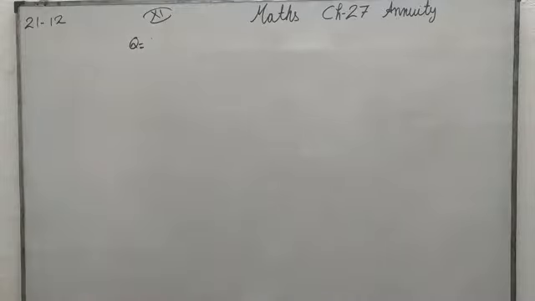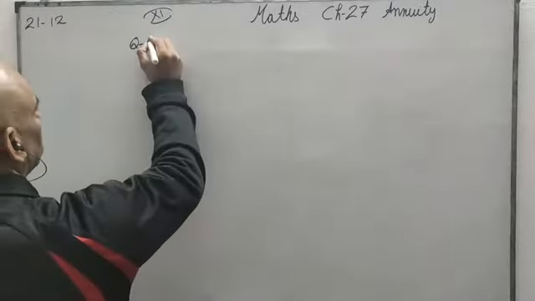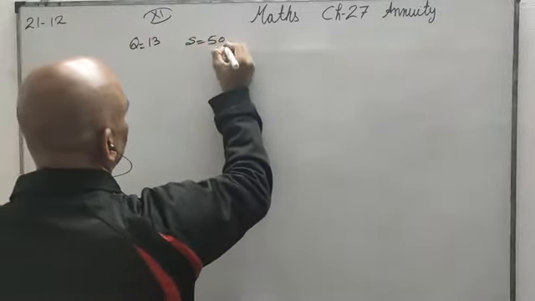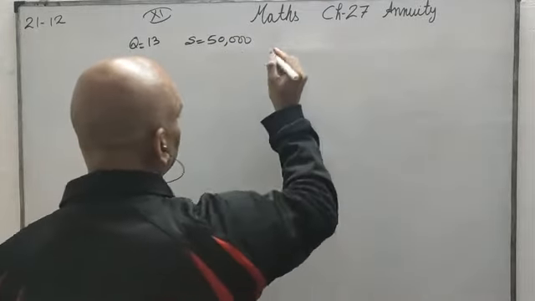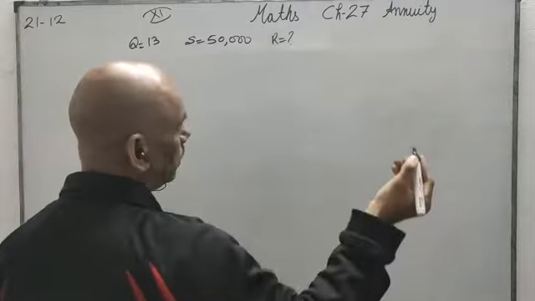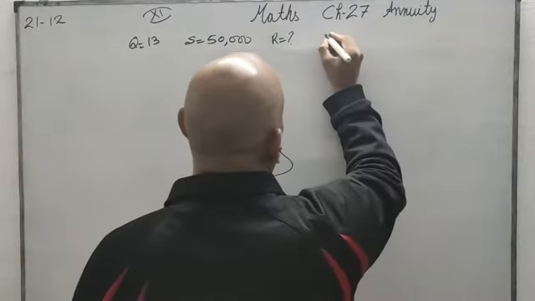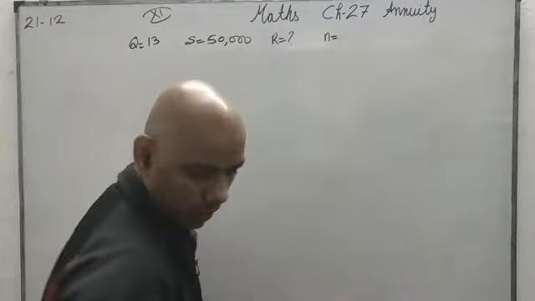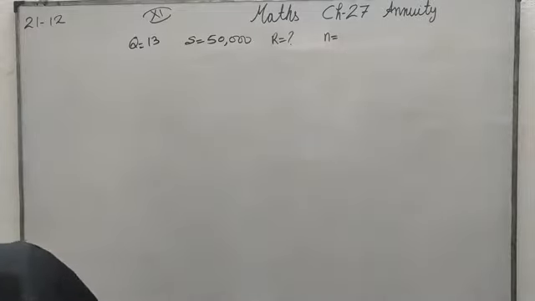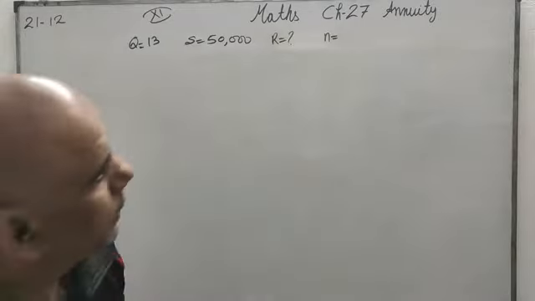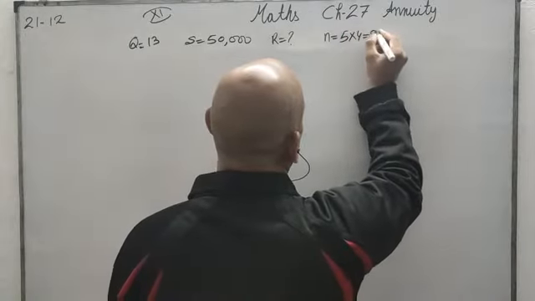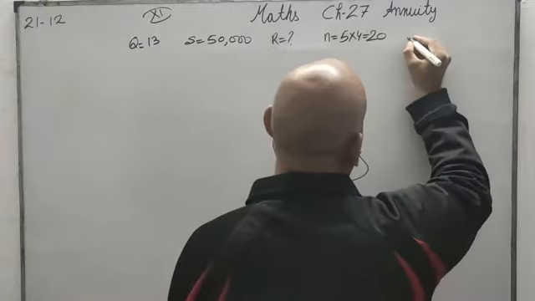Question number 13. A person wants to accumulate 50,000 by making equal payments at the end of each quarter for the next 5 years. He wants to accumulate 50,000. So 50,000 is his target, and he wants to know how much he should invest at the end of every quarter. So N is equal to, for how many years? 5 years. So 5 into 4, 20 quarters, 20 times he will have to invest.